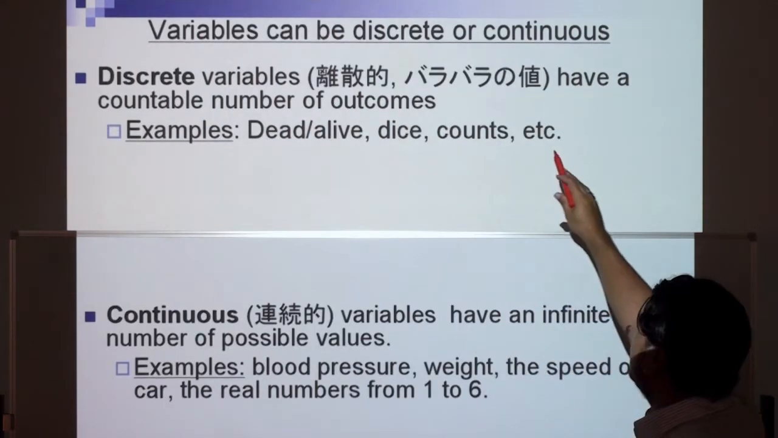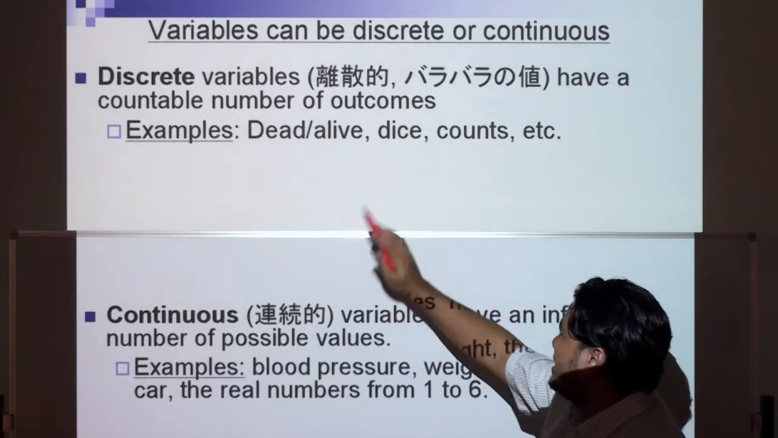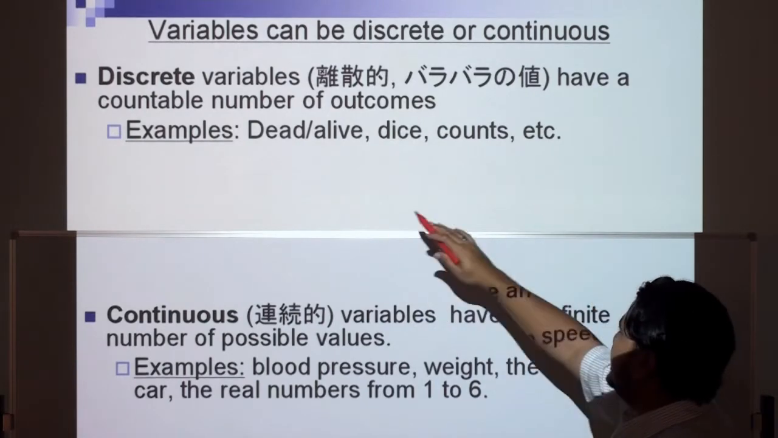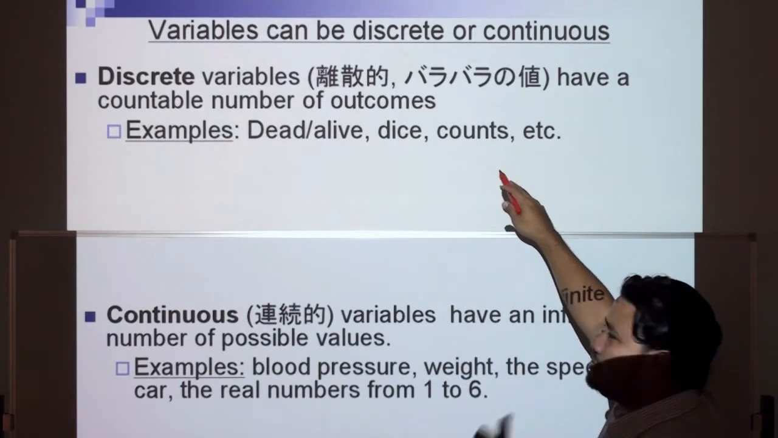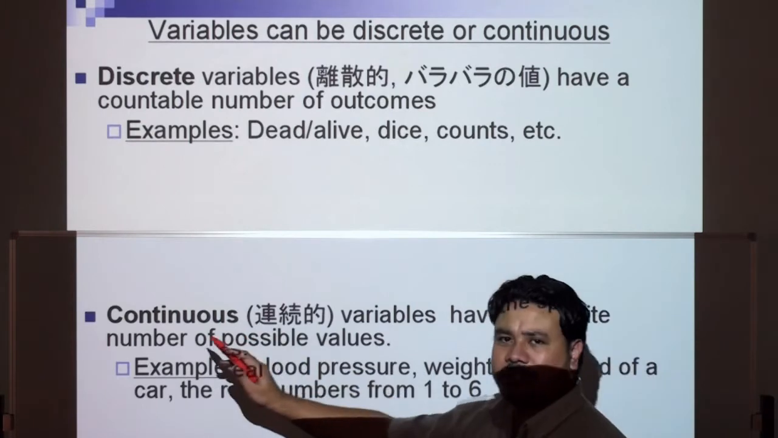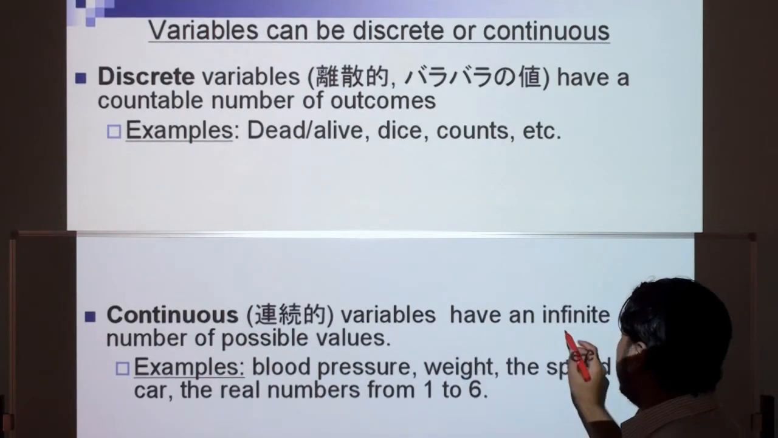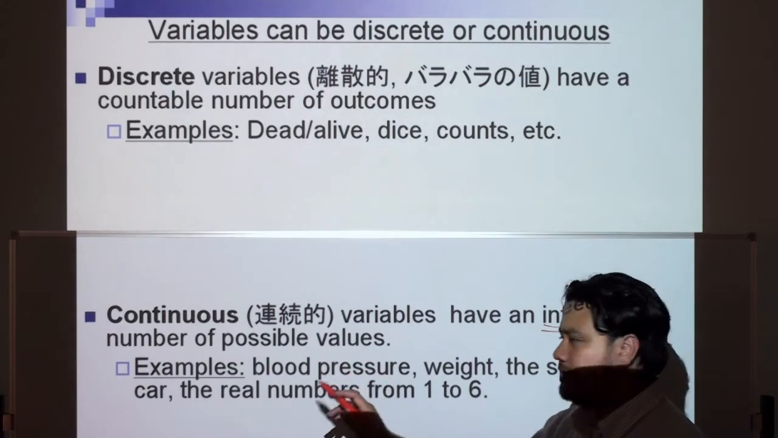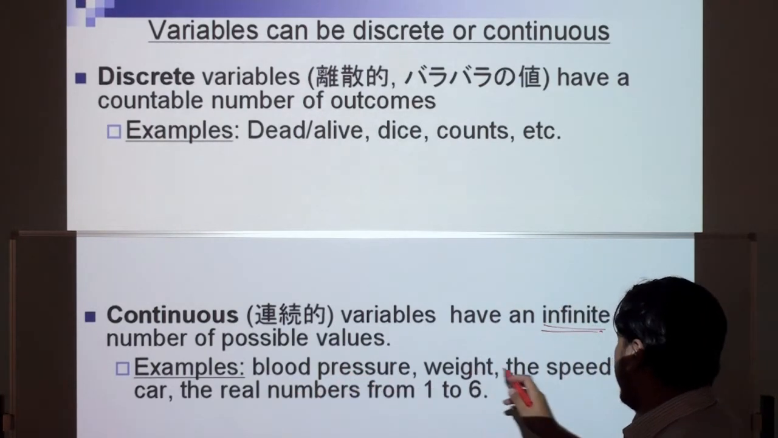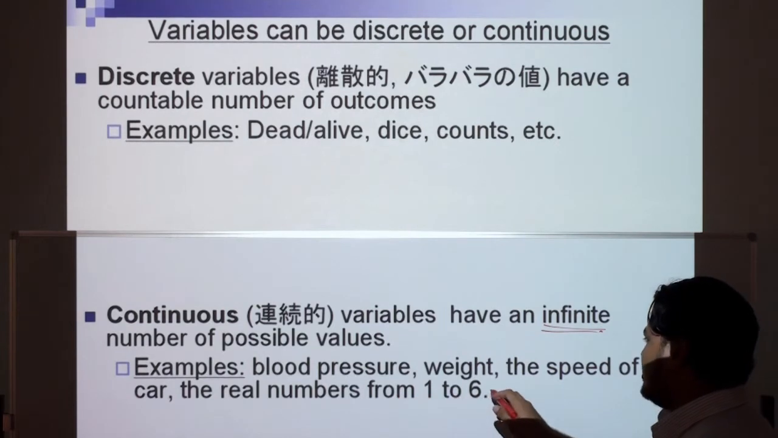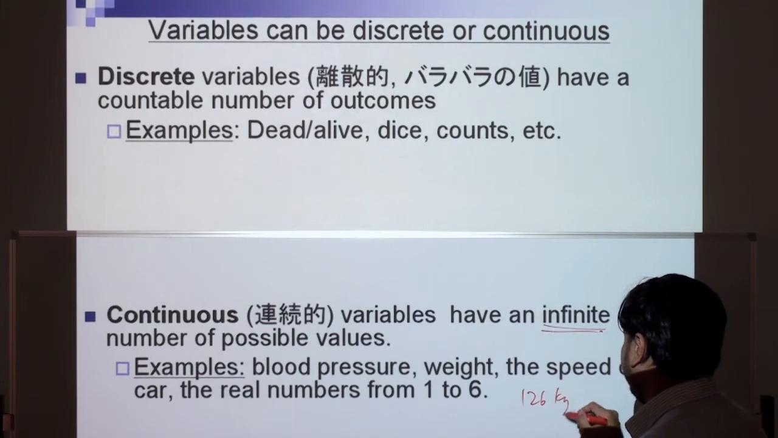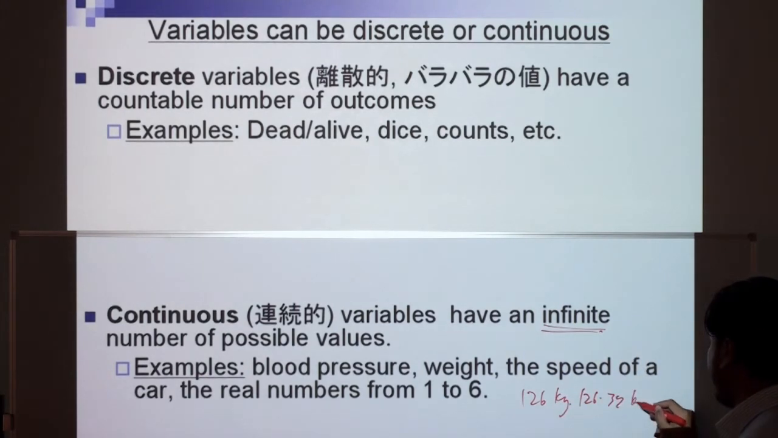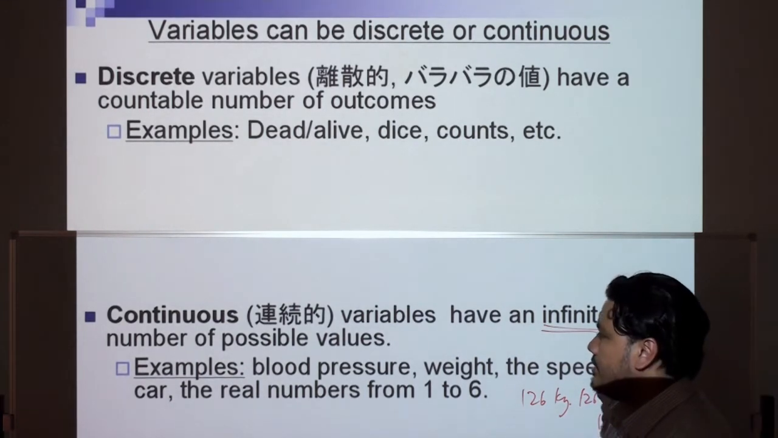Now, variables can be discrete or continuous. We're just going through this again. Discrete variables have a countable number of outcomes, either dead or alive, or a dice, 1, 2, 3, 4, 5, 6, counts 1, 2, 3, 4, 5, etc. And then we have continuous variables, and these have an infinite number of possible values. Examples here: blood pressure, weight, the speed of a car, real numbers from 1 to 6. With blood pressure or weight, you can have 126 kilograms, 126.33 kilograms, and 126.321, on and on. Okay, let's move on.